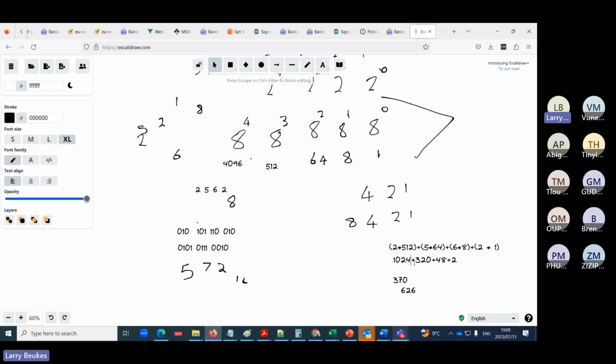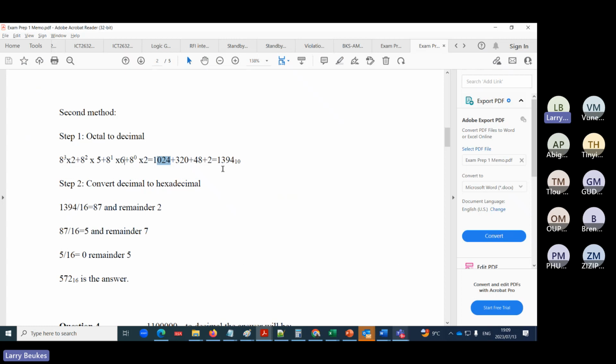So yeah, now we have 1024 plus 370. 1024, so it's 1394. Huh? Yeah, 1394. So it's gonna be 1394. Yeah, okay. So let's check. Yes, it is 1394. I saw something similar to that. Okay, 1394. So the 10, remember the 10 means decimal, right?